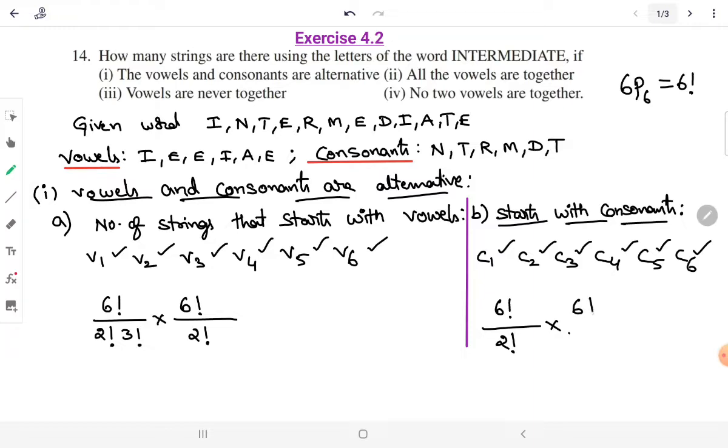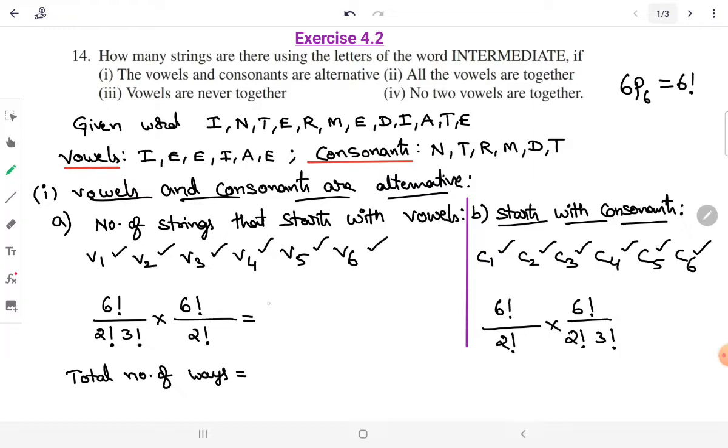So all 6 vowels can be arranged in 6 places in 6 factorial ways, and I is repeated twice, E is repeated thrice. So you will get 2 factorial into 3 factorial. So now the total number of ways is equal to 6 factorial by 2 factorial into 3 factorial, and here also we have the same thing, 6 factorial by 2 factorial. So maybe you can do this calculation and then finally we can add these two.